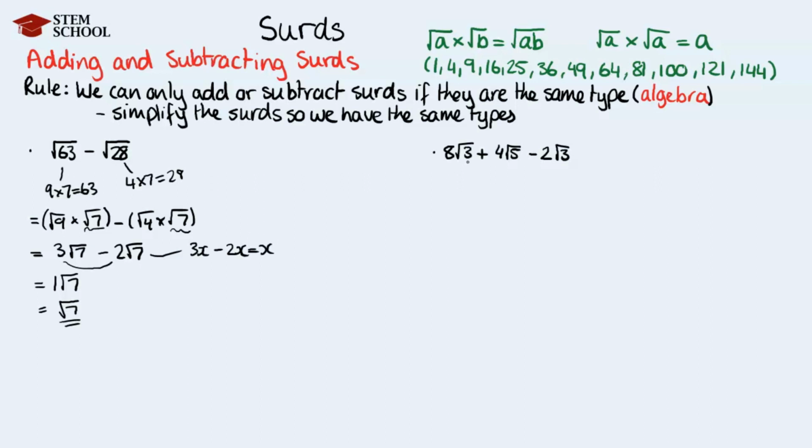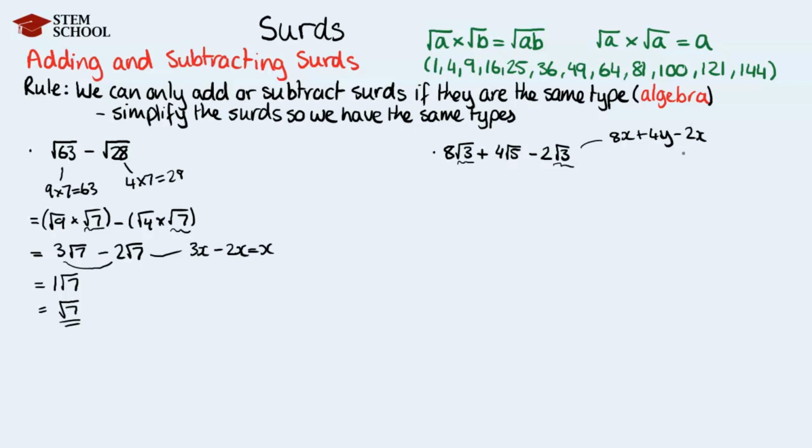Now let's do this example. We've got 8 root 3 plus 4 root 5 take away 2 root 3. So we've got like surds, right, but only for the first and the last term. We've got a root 3 here and a root 3 here. So let's rewrite it to make you understand it a little bit. We can replace the root 3 with x, so we have 8x. Then I'll replace the root 5, as it's different, with y. So we have 4y take away 2x, okay?